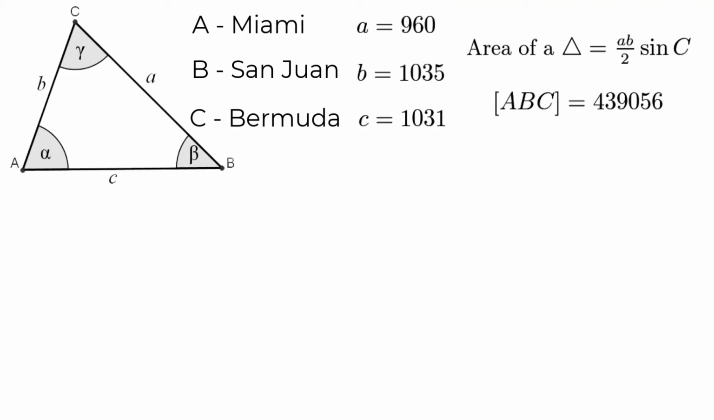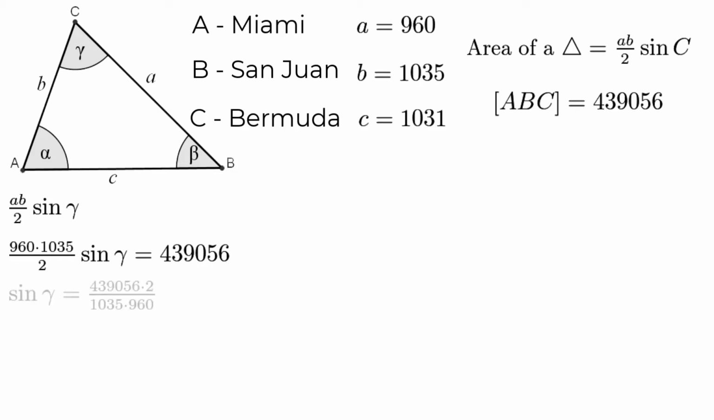First, we can express the area of the Bermuda Triangle as AB over 2 times sine of gamma. We know that the area of the triangle is 439,056, and that A is equal to 960 and B is equal to 1,035. So, we have that 1,035 times 960 divided by 2 times sine gamma is equal to 439,056. Simplifying, we get that sine gamma is equal to 439,056 times 2 divided by 1,035 times 960.